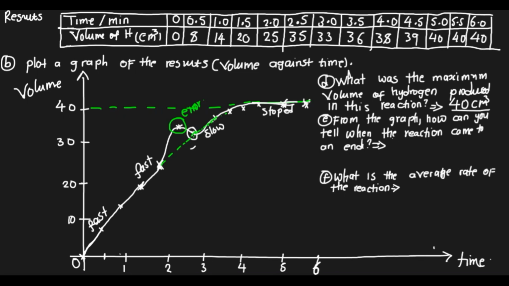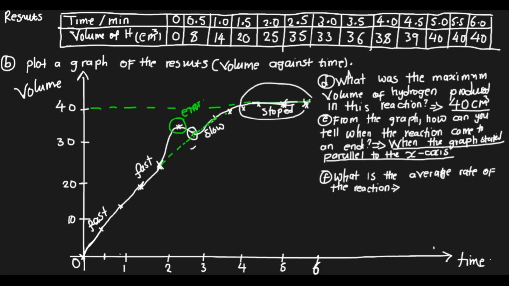So we can tell from the graph when the graph started moving parallel to the x-axis. So this is an indication that we can use. At this point here, this is the indication that the reaction has stopped.